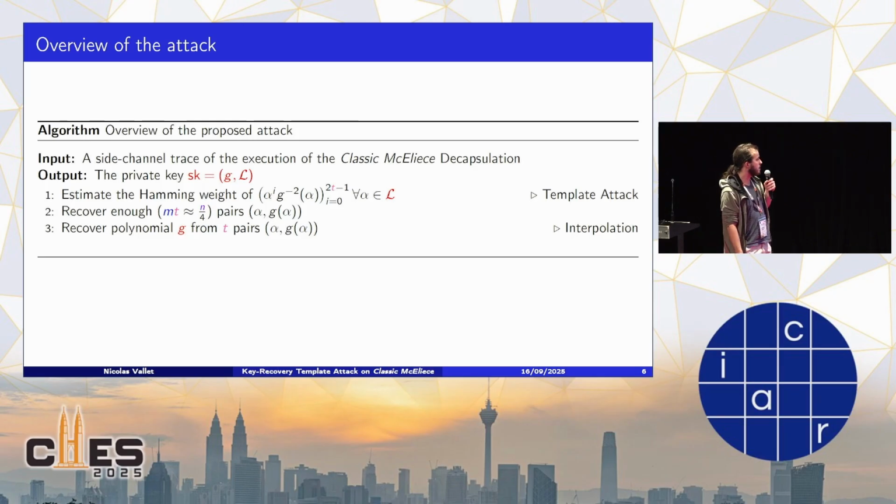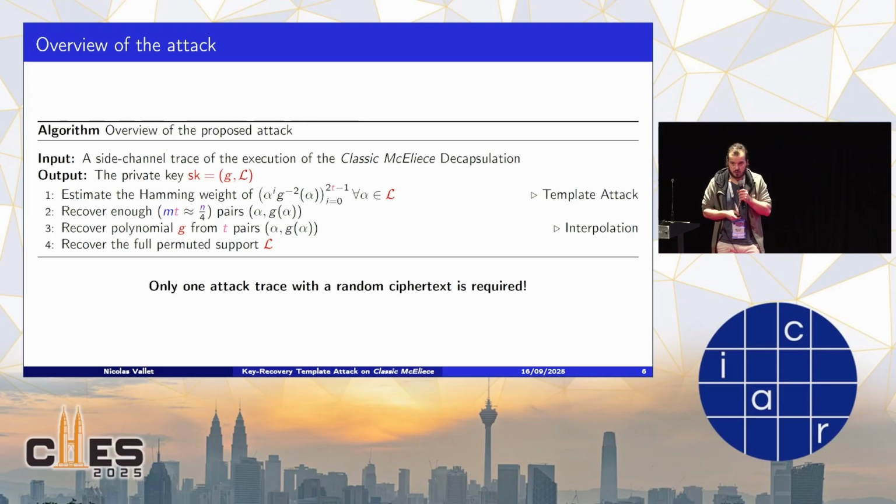Then we will exploit t pairs among the recovered ones to recover g. And finally, we will recover L. One of the main features of our attack is that it requires only one attack trace with no control over the ciphertext.